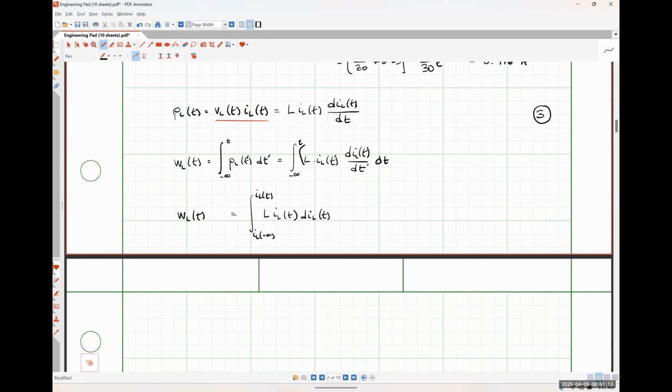Sorry, this is why it was looking weird. So this is my power. And then these dt's cancel each other out, which lets me switch to that integral. Sorry, that's what I was missing. So essentially, I have the integral of a constant times x dx. So what's the integral of x dx?